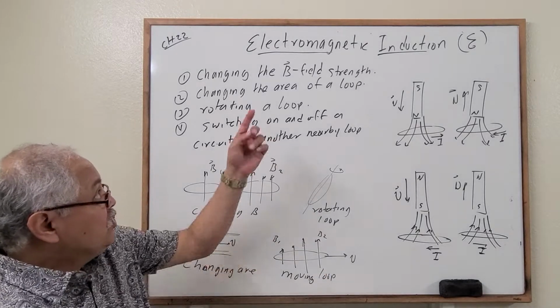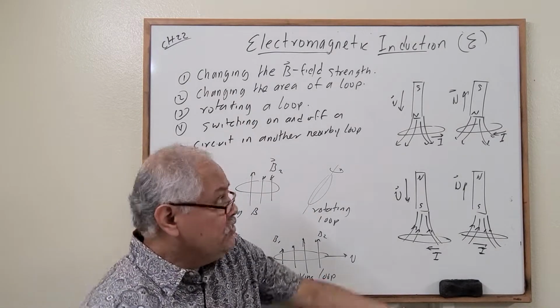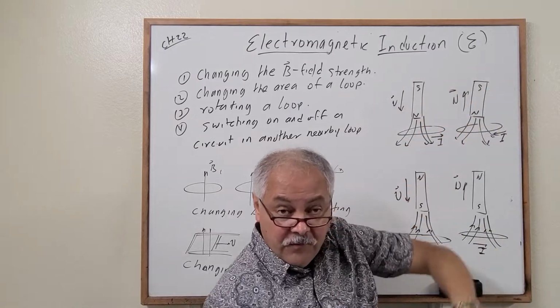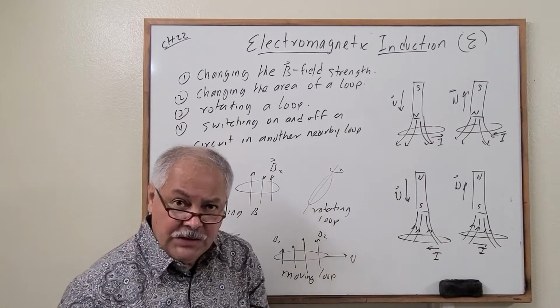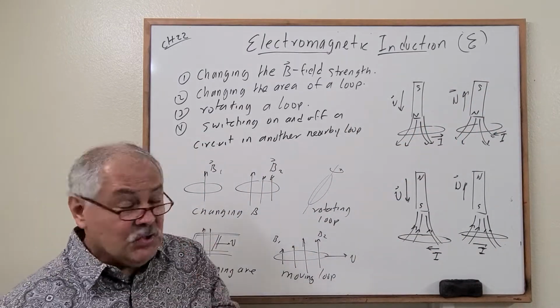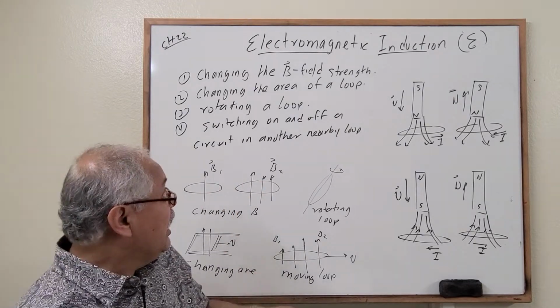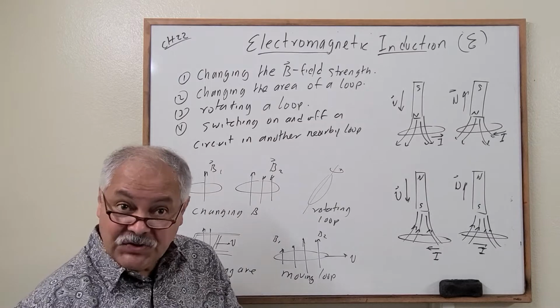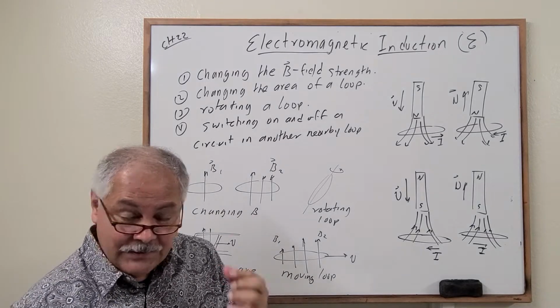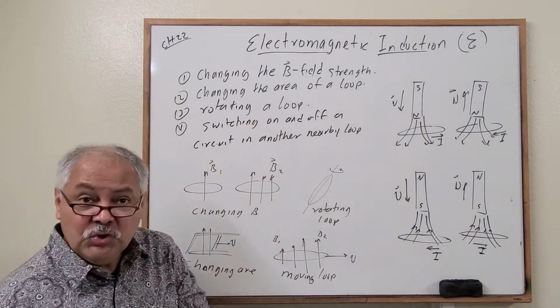Okay, now let's go to electromagnetic induction. Let's use the same symbol as for electromotive force. Electromagnetic induction is the process to induce current by the variation of the magnetic field strength in a circuit. Okay, we have different ways to do that.